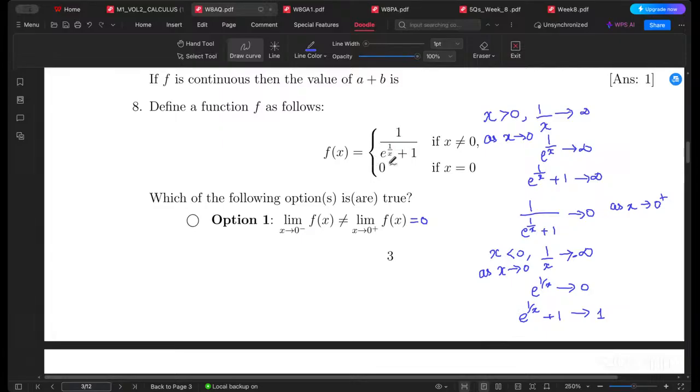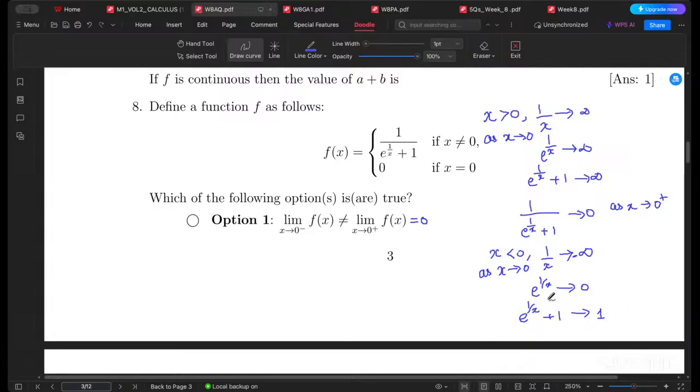Ma'am, when it is positive, e power 1 by x goes to infinity. When it is negative infinity, e power 1 by x should also go to negative infinity, right? What is the graph of the exponential function? Can you quickly check it? What happens when it is going towards minus infinity? Where is the value going? Is it going towards 0 or not? Oh, yeah, okay, fine. So instead of 0, here it goes to 1.